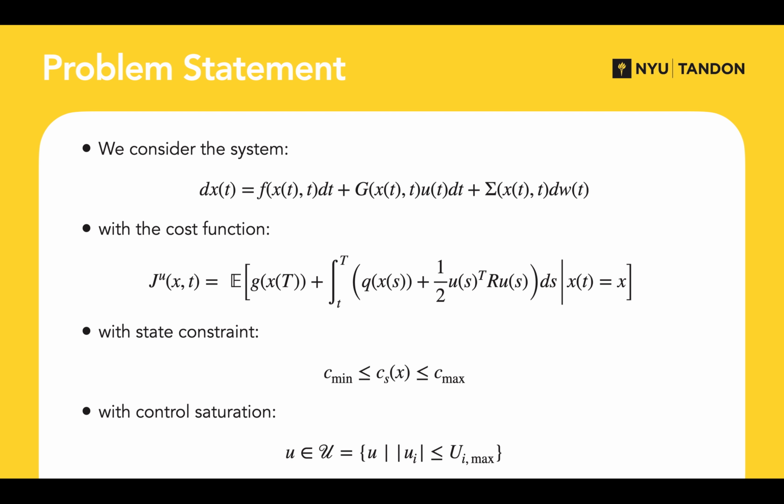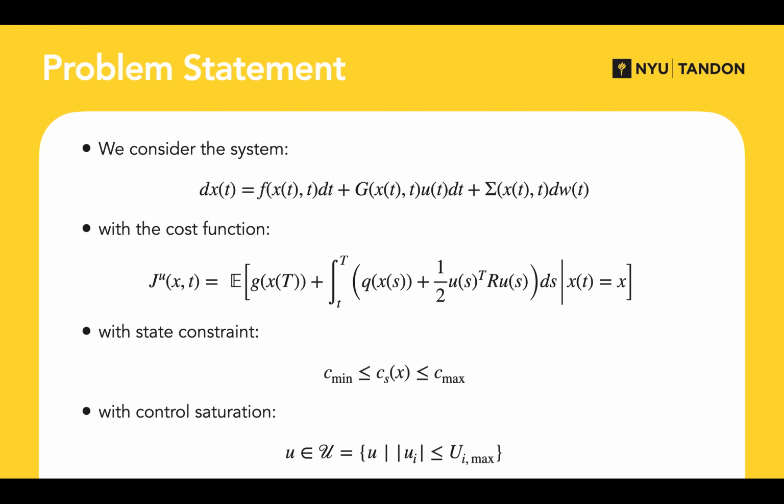In this work, we consider the system with dynamics as shown in the first equation, under the costs shown in the second equation. The state constraint is given such that c(x) can be a nonlinear function of the state. Also, control saturations are taken into consideration. For details regarding this formulation, please refer to our paper.